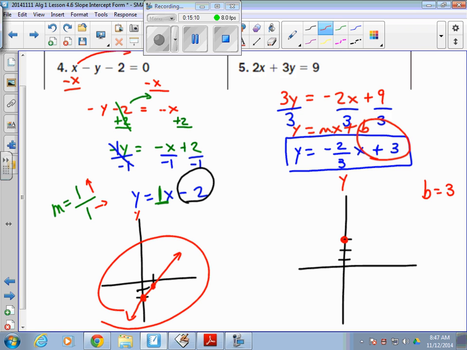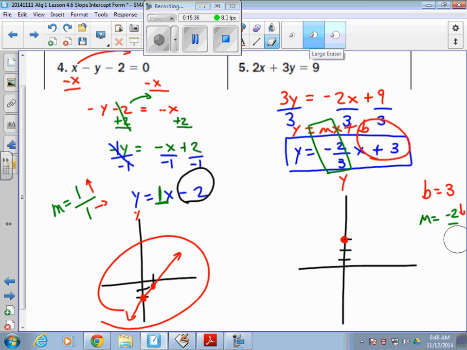Your m value, your slope, tells you how to move. Your m is negative 2 over 3. Negative 2 tells us to go up or down. It's already a fraction, so we don't need to write it over 1. We already got our up and down over our left and right. Negative 2 tells us to go down 2 and go to the right 3. Oh, I wrote over 5. That's negative 2 over 3, excuse me.